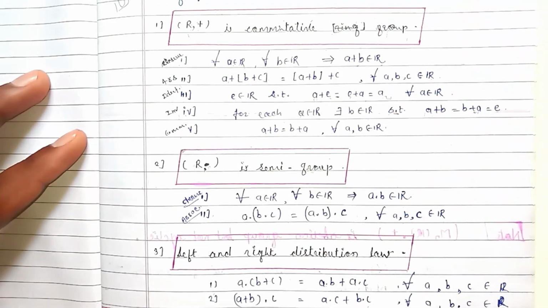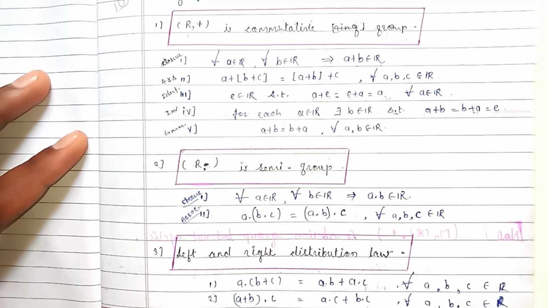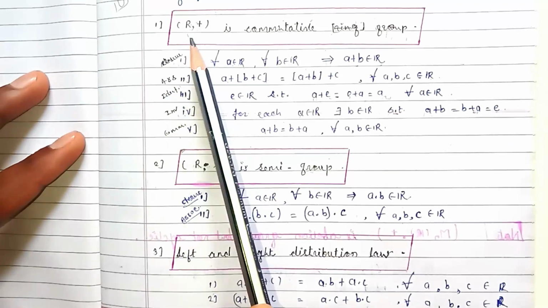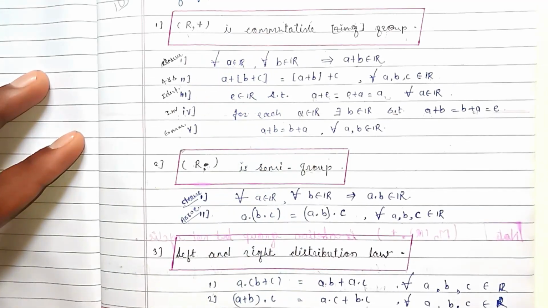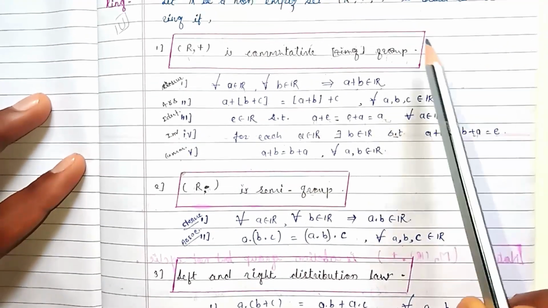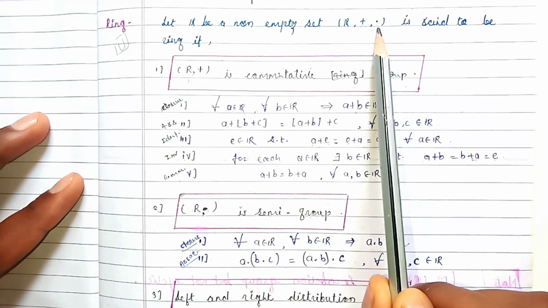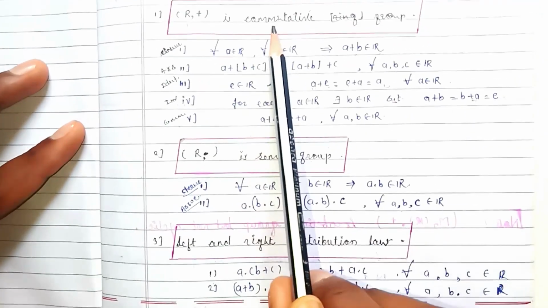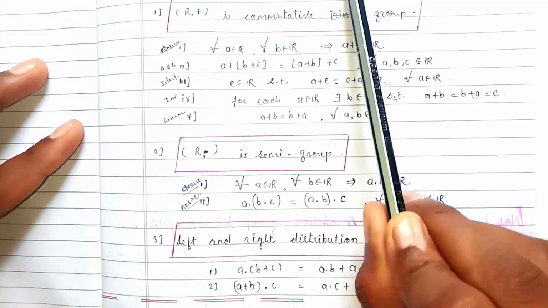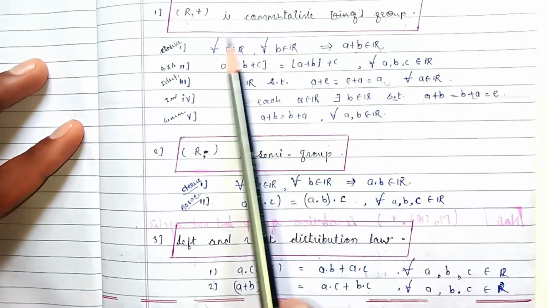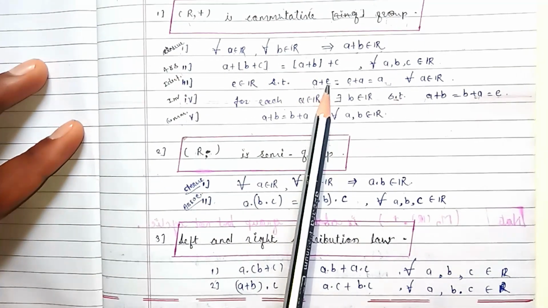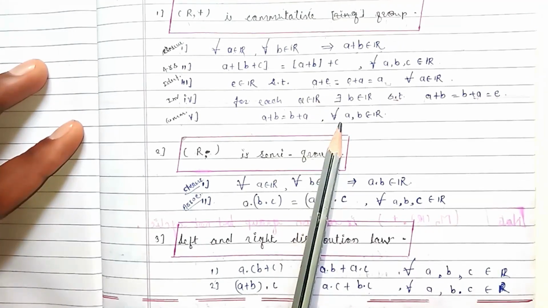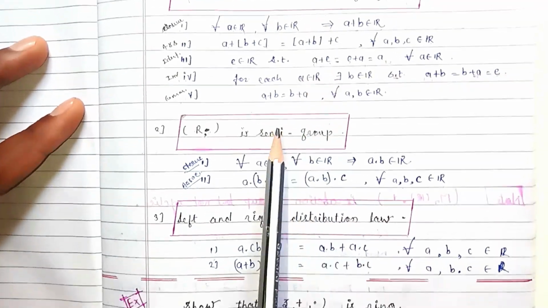First of all, we have to recap some of the properties from ring theory. The first property says that R under addition is a commutative group. If we have to show that R under addition and multiplication is a ring, then we have to show that R under addition is a commutative group. That means we need to show closure, associativity, identity element, inverse element, and the commutative property. If this holds, then we move further.